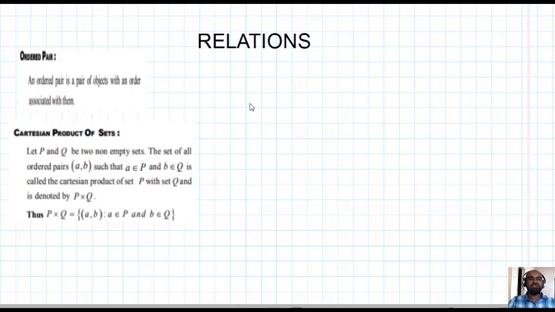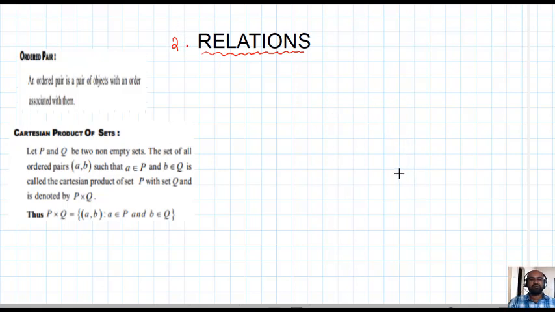Hello students, this is a new chapter called relations. Important part: sets completed. Next, the second one is relations, and the third one is functions. So our second chapter is relations.